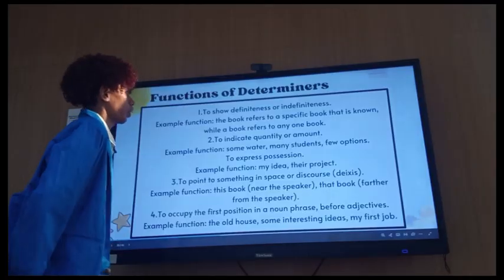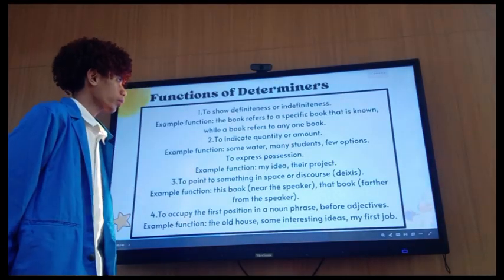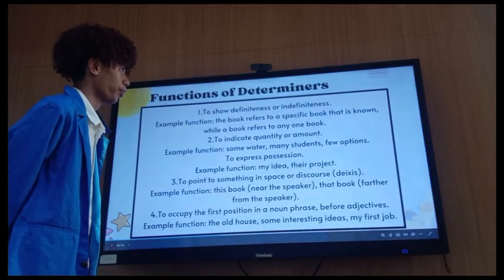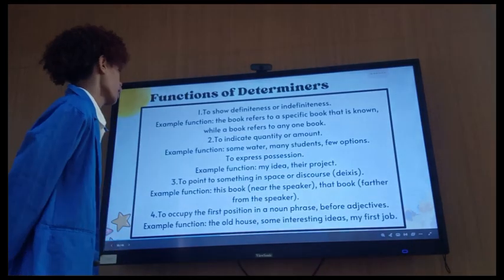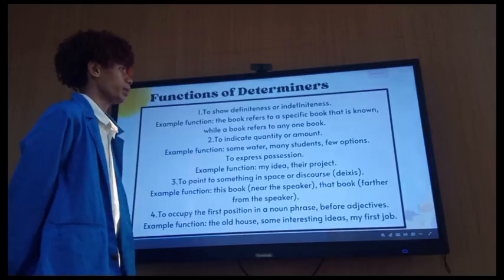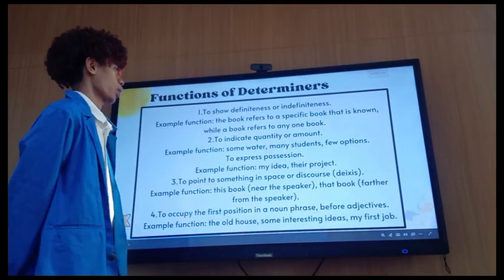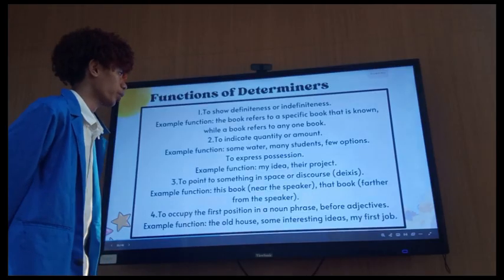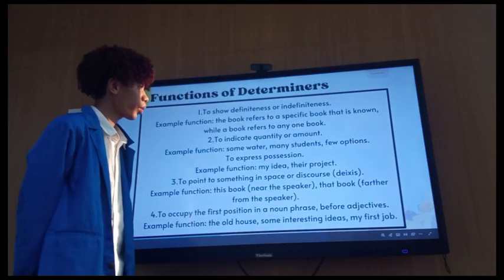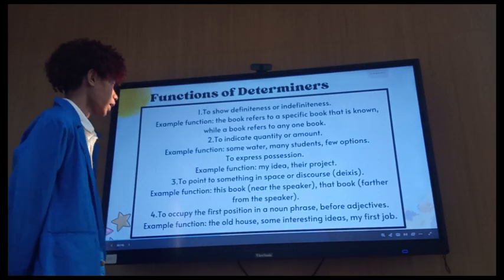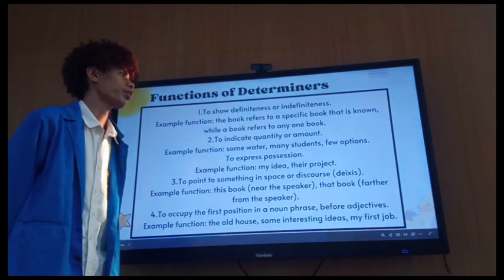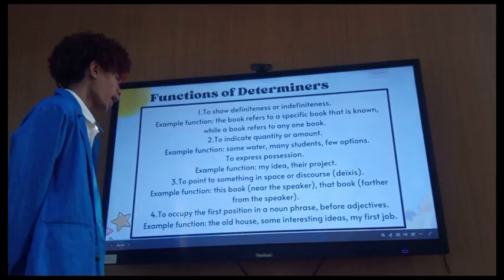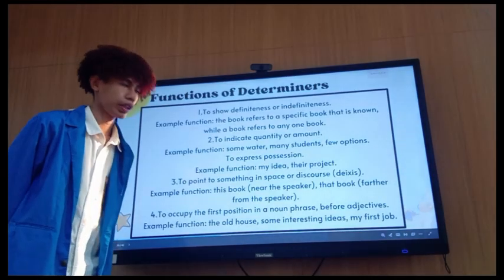Functions of the determiner. 1. To show definiteness or identifiedness. Example: the book refers to a specific book, that is a known one, while a book refers to any one book. 2. To indicate quantity or amount. Example: some water, money, students, few, option. 3. To express possession. Example: my idea, their projects.